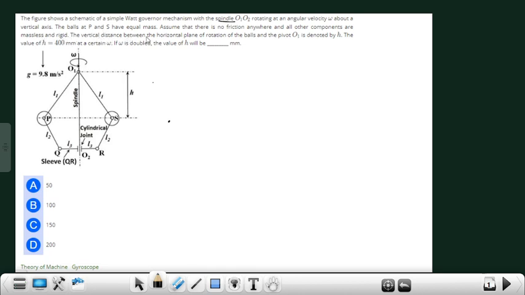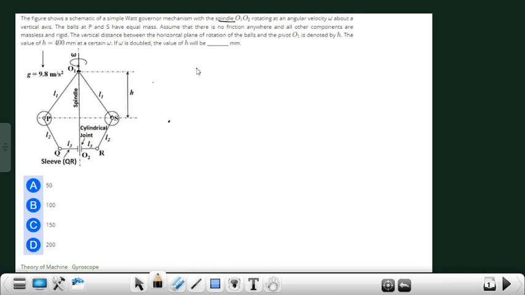The vertical distance between the horizontal plane of rotation of the ball and the pivot is denoted by H. The value of H is 400 mm at a certain omega. If omega is doubled, then the value of H will be dash mm.